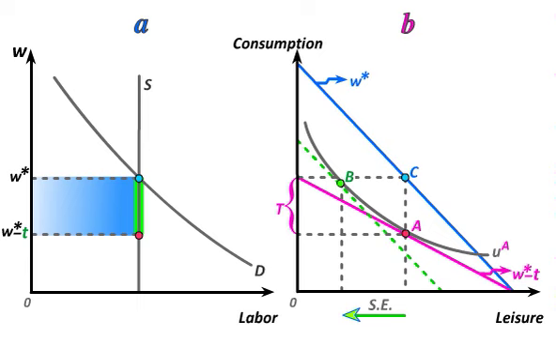This occurs at bundle B, where the movement from A to B is the substitution effect that will ultimately cause the deadweight loss. The vertical difference between the original blue budget constraint and the dashed green budget constraint is the lump sum amount we could have taken away from this worker without making him any worse off than he is under the wage tax.